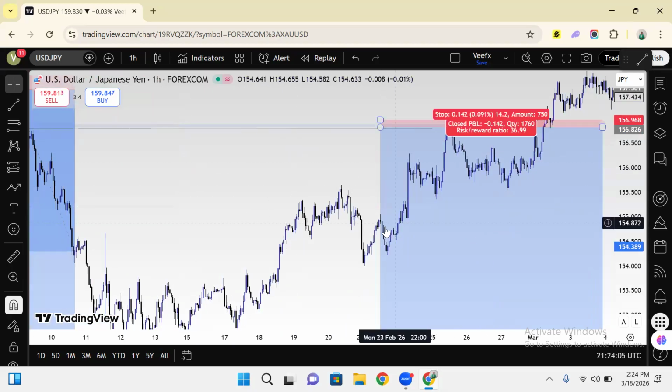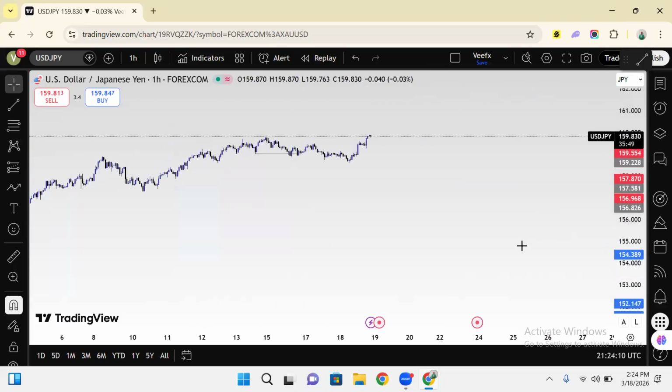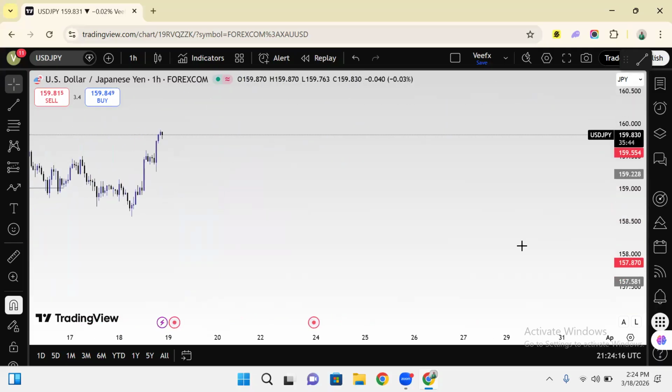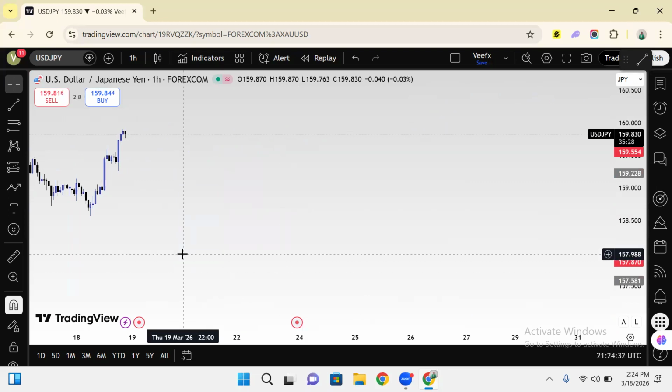Okay, so now let's go to the concept of reversal. Now, the concept that we use to trade a reversal market is what we call market structure shifts. That's the concept that we use to trade reversals, right? Now, what is a market structure shift? A market structure shift is simply an indication that the current trend is about to end and a new trend is about to begin in the opposite direction.